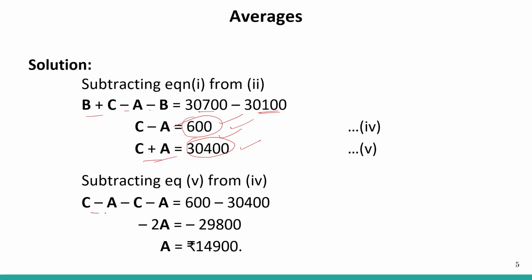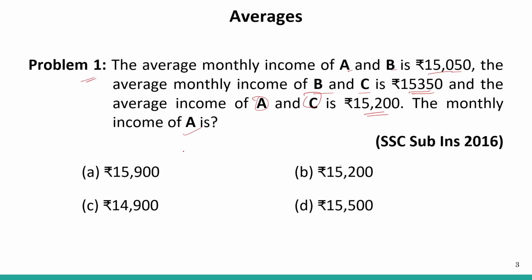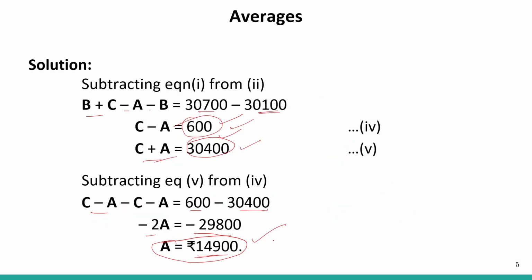What we are left with is C minus A minus C minus A. So it will be 600 minus 30,400, so minus 2A is equal to minus 29,800. So A will be 29,800 by 2, that is equal to nothing but 14,900. Okay. So the monthly income of A is 14,900. This is the only correct answer here. These are all wrong answers. So this is the correct answer.